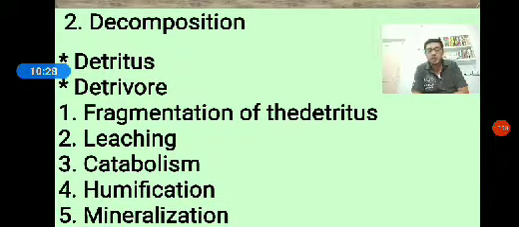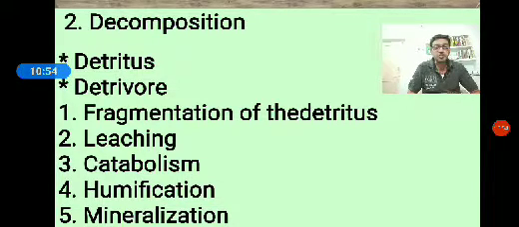There is an accumulation of dark amorphous colored substances. That dark amorphous colored substance is called humus. The detritus, when it is converted into simpler substances, becomes dark amorphous colored humus by the action of microbes.